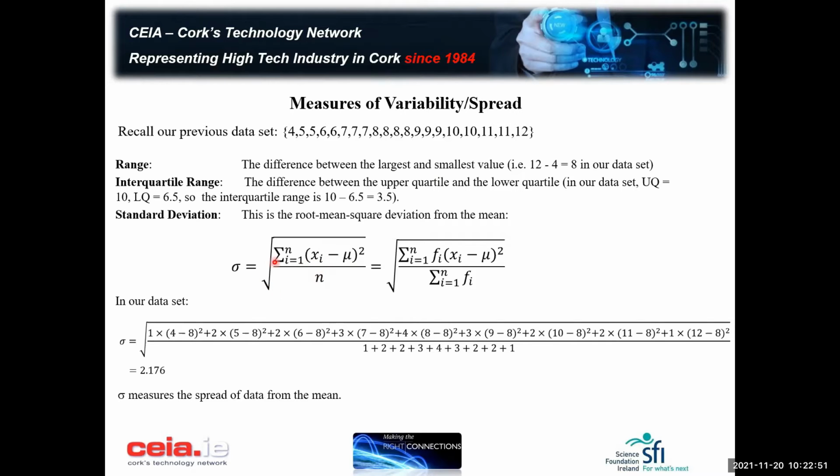Typically, though, you'll take the square root of that again to bring it back to the same dimensions that you started with. So it may be non-intuitive, but it is universally used in statistics as a measure of spread. And you can calculate it this way, just using each data point, or you can calculate it this way using the frequencies of each data value. And in our data set, that's how you would work it out. Now, you're unlikely to have to work it out by hand, but I just illustrated how you would in this case.